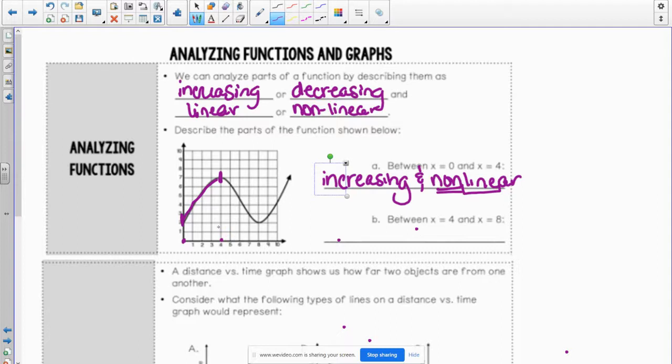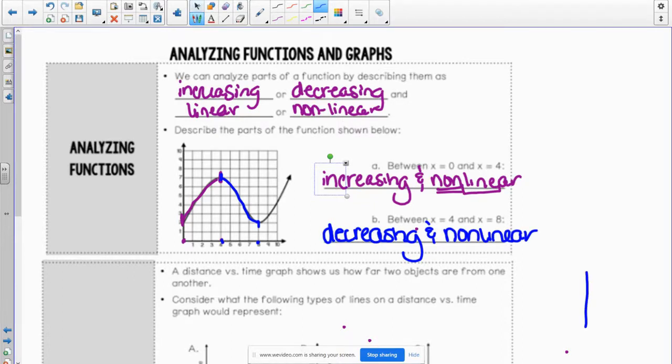If we go between 4, where we just were, and 8, which is right here, so between these, if you look at this right here, that would be, if you're on that roller coaster, you're going down. So this is decreasing. We could compare them. And again, still nonlinear because it still has a curve.